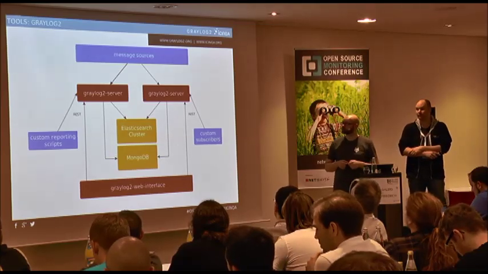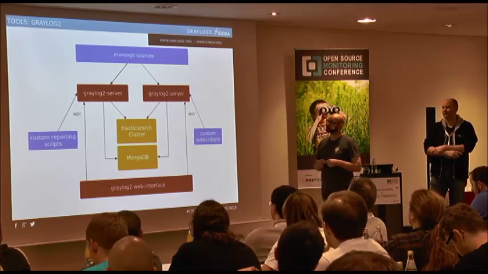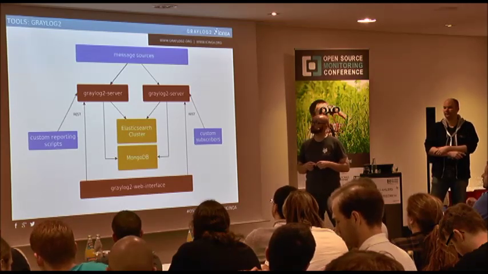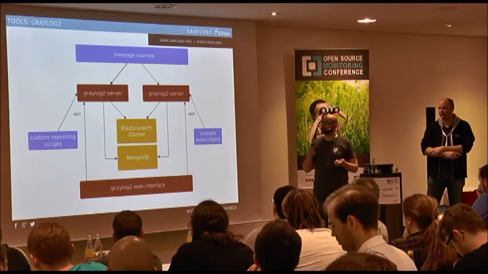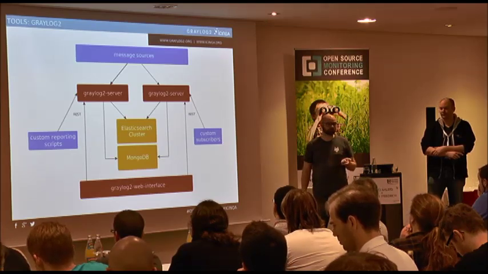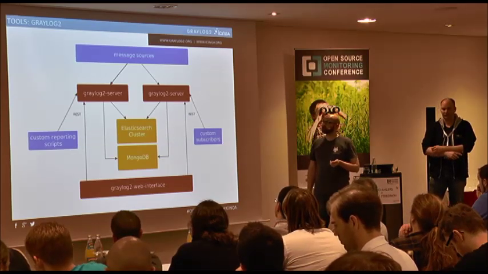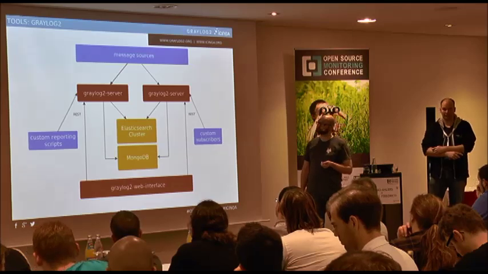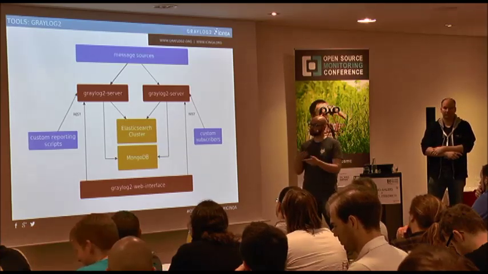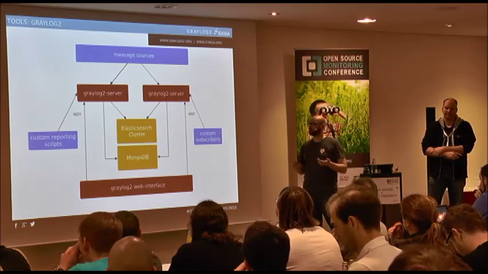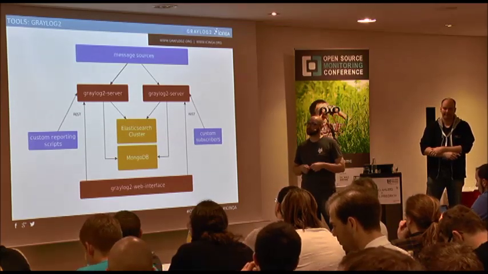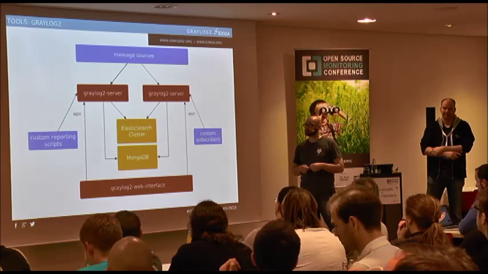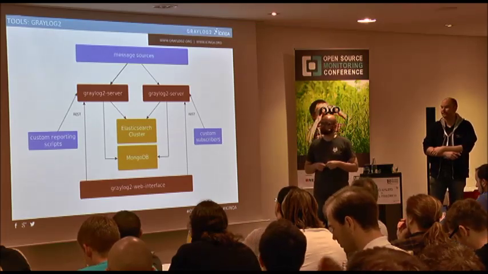Just a quick overview of the architecture of Graylog2. On the top, you have your message sources, which can be syslog daemons or applications that send GELF messages. They are sent to the Graylog server, where all the processing and all the inputs are running, and the messages will then get stored into Elasticsearch eventually.